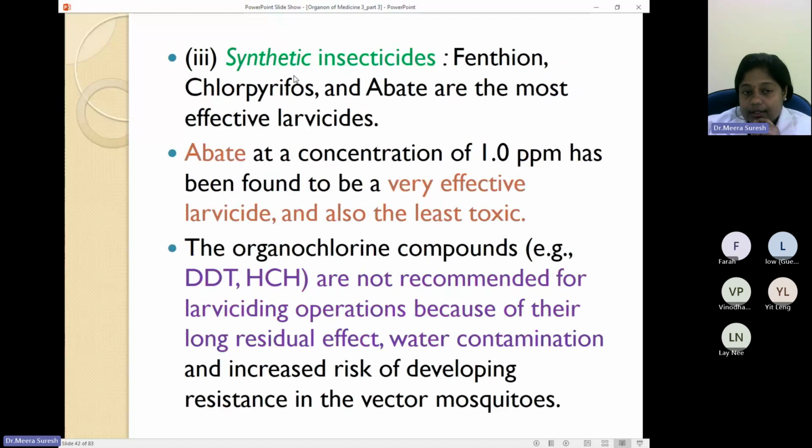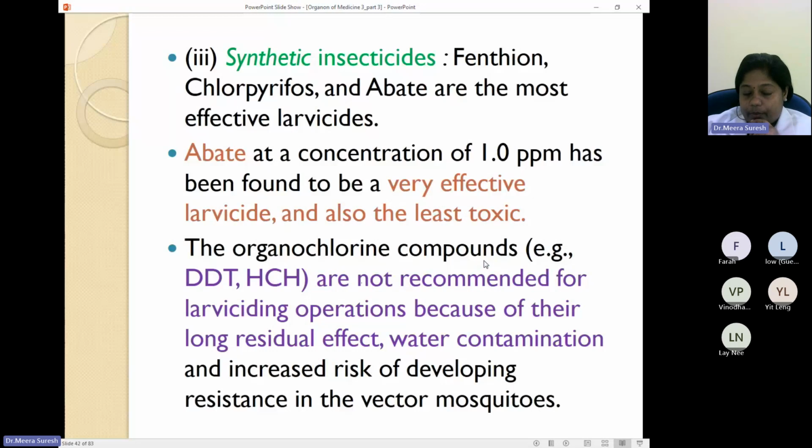The last one, the synthetic insecticides, that is fenthion, chlorpyrifos, and abate, the most effective larvicides. If you remember, just now I told you that it was given to me to keep or put in the water accumulated areas in case in future. So for abate, the concentration that we have to use is 1 part per million of water, and it is a very effective larvicide and also the least toxic.